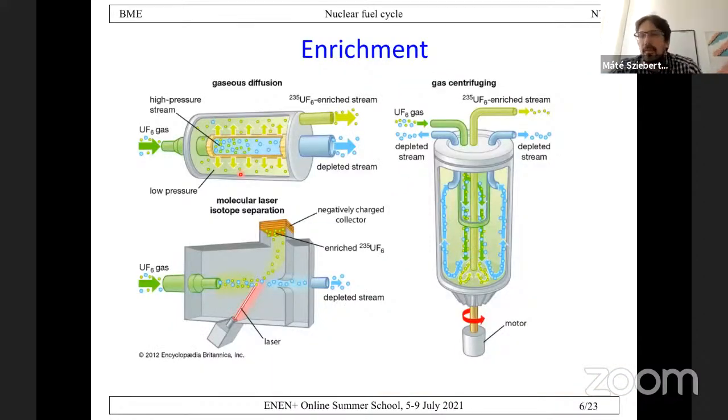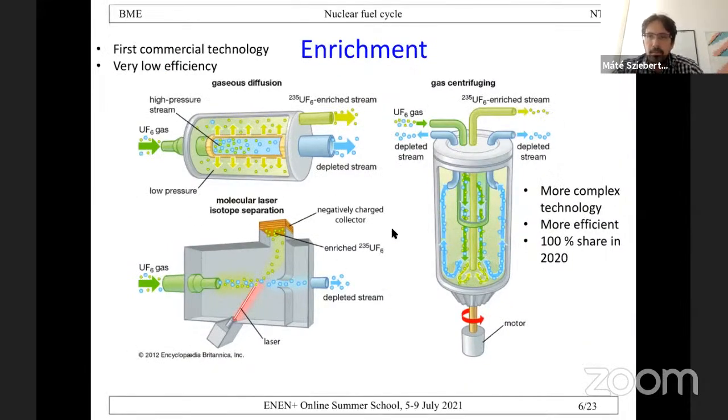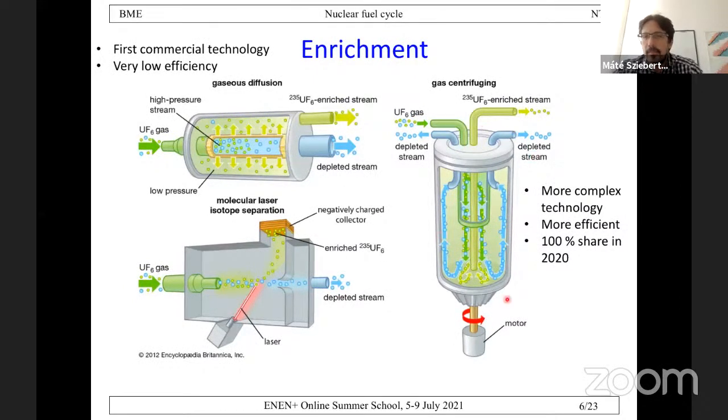In the enrichment, we know practically the most important three technologies are given here. The gaseous diffusion, which was the first commercial technology, but with a very low efficiency. Therefore, nowadays, it's practically completely replaced by the centrifuge technology. These are all based on the small mass difference between the uranium hexafluoride with uranium-235 and the uranium-236 in order to produce an enriched steam in uranium-236.